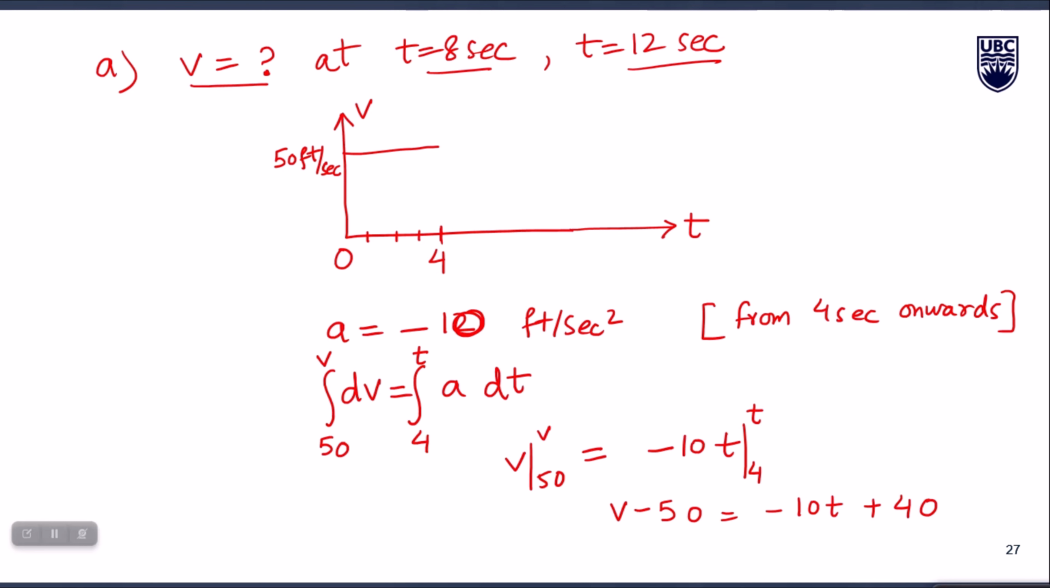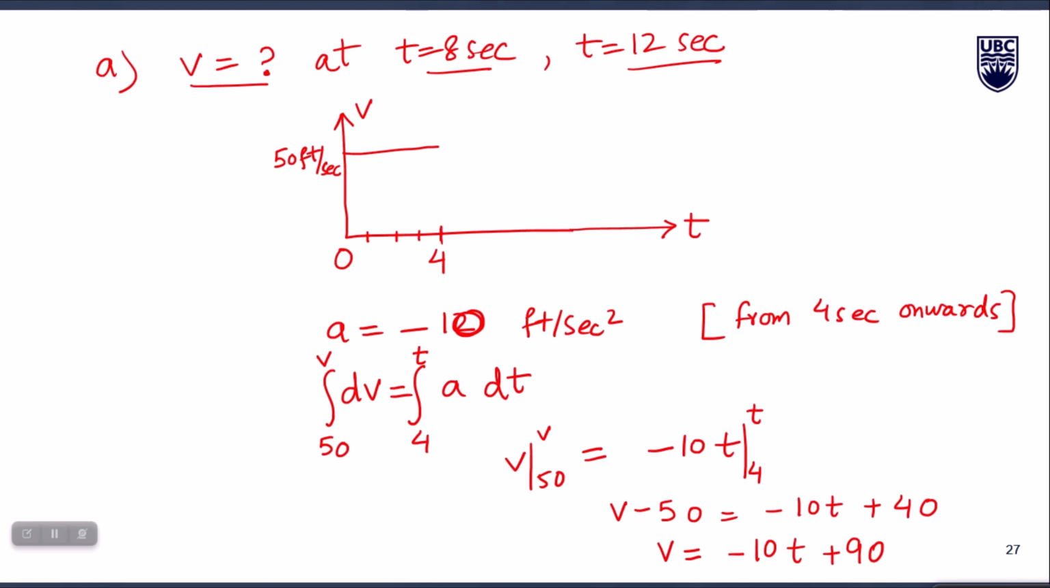And finally we can calculate v as a function of time. V is equal to minus 10t plus 90. 40 plus 50 is 90, right? So this bottom equation is governing the value of velocity from t equal to 4 second onwards.